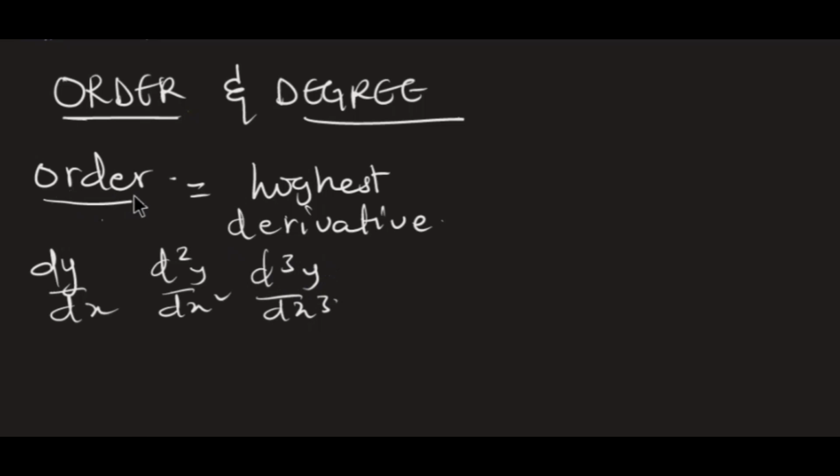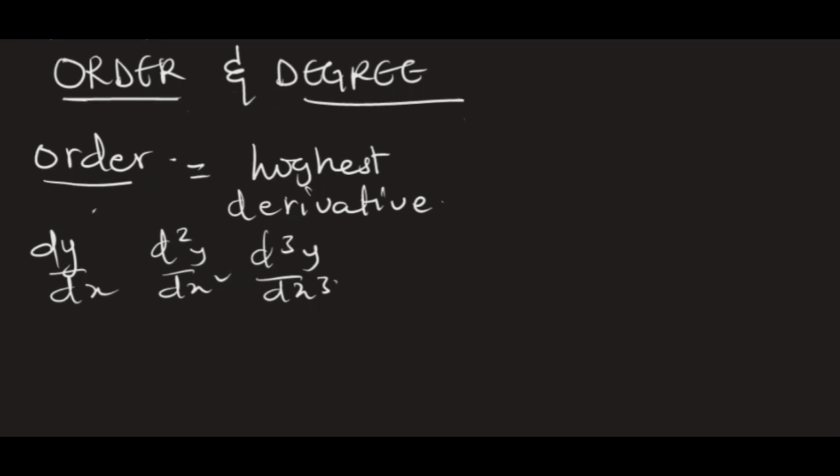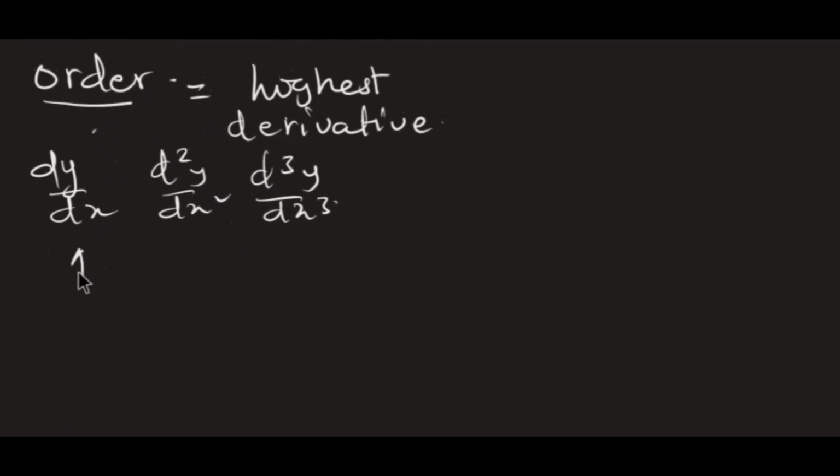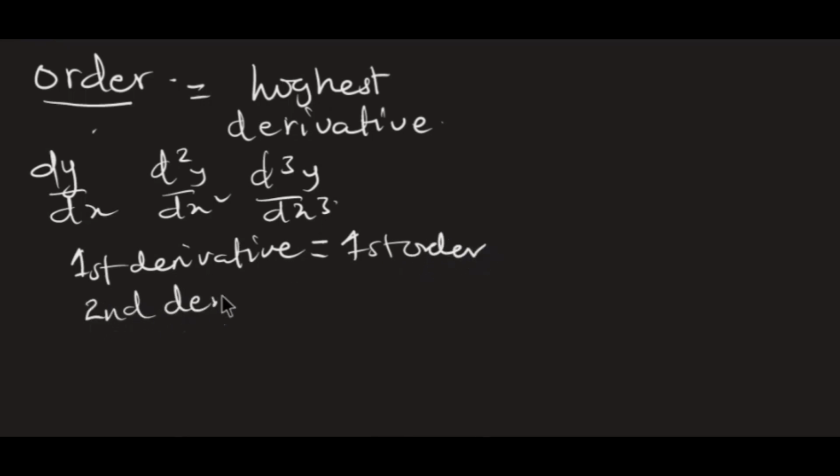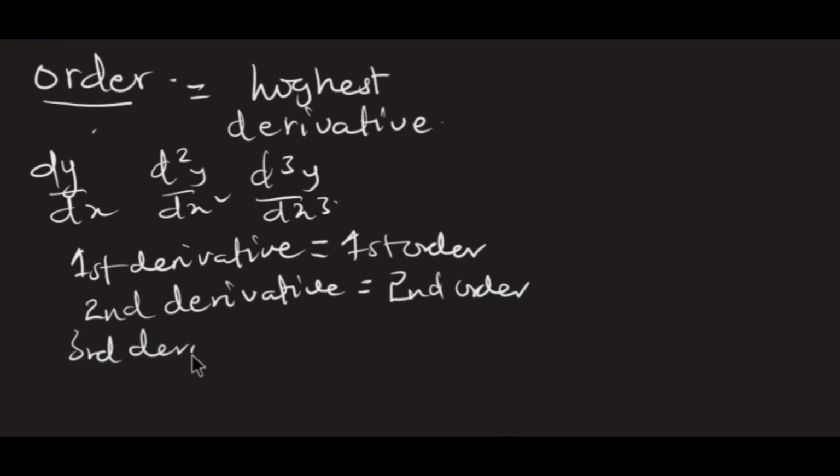So when we talk about order, the first derivative is the first order. So we can do this matching. First derivative is equal to the first order. Then the second derivative is equal to the second order. Then the third derivative is equal to the third order, in that manner. So in a differential equation, to find the order, you just have to identify the highest derivative in your equation.